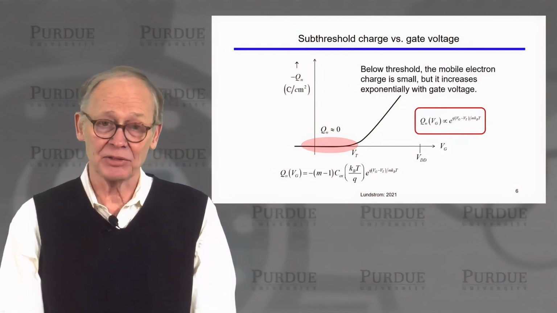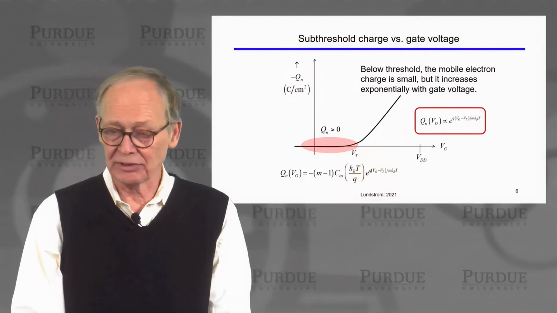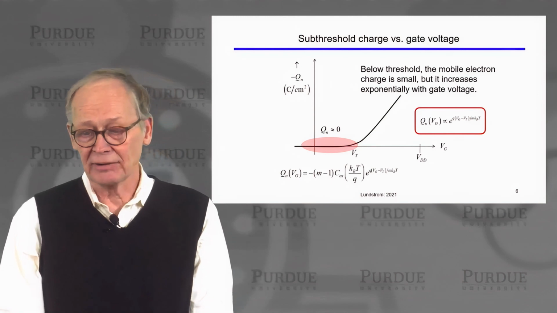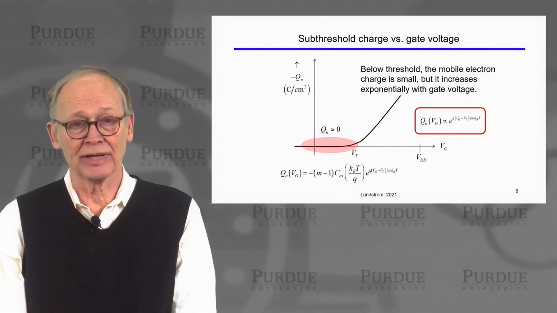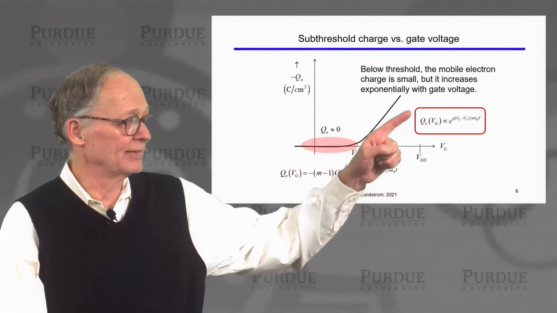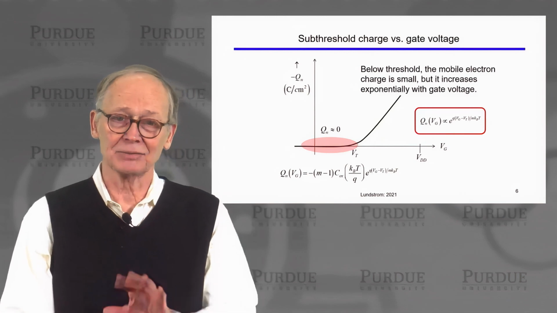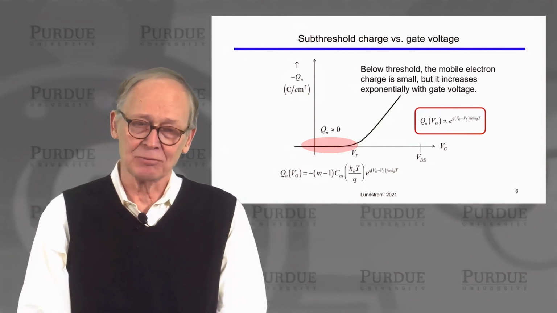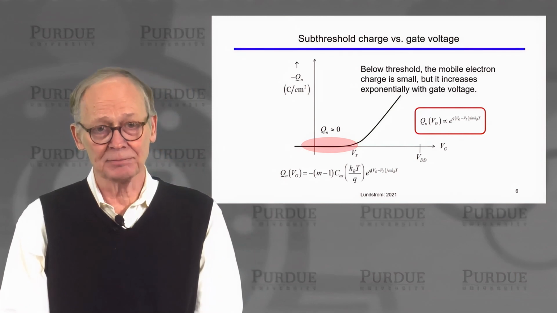The takeaway message from all of this now is that the mobile charge as a function of gate voltage below threshold varies as e to the minus (V_G minus V_T) over mkT, right? That's an important relation. It's in a big red box because we should try to remember that. The mobile charge versus gate voltage varies exponentially below threshold.